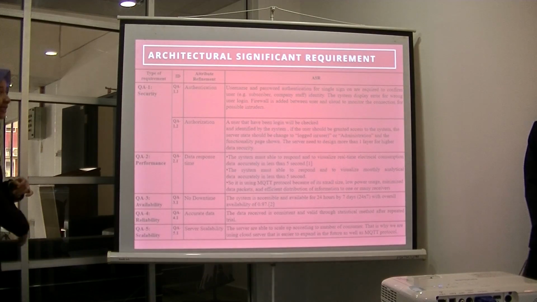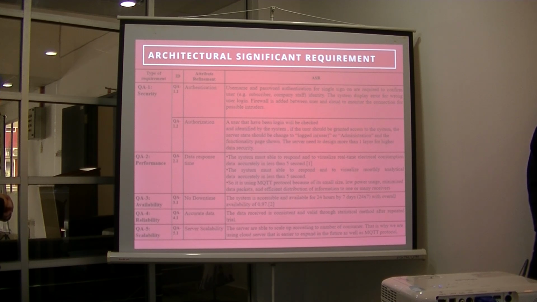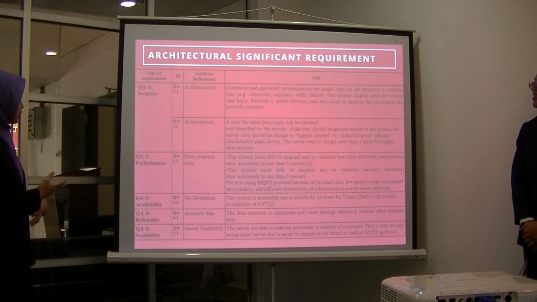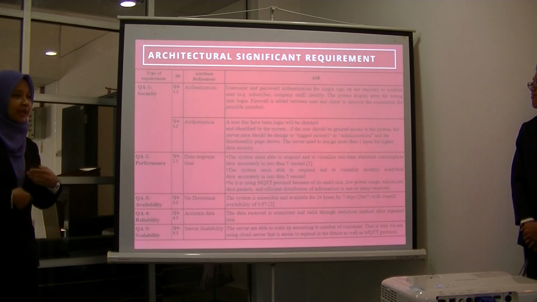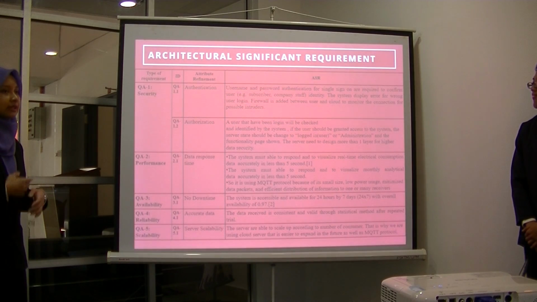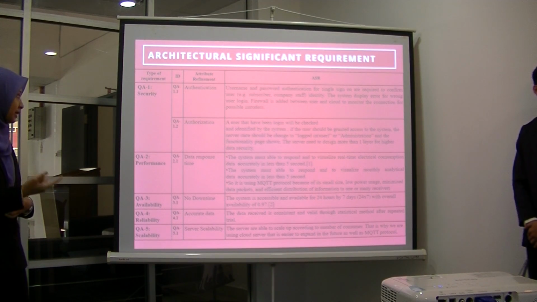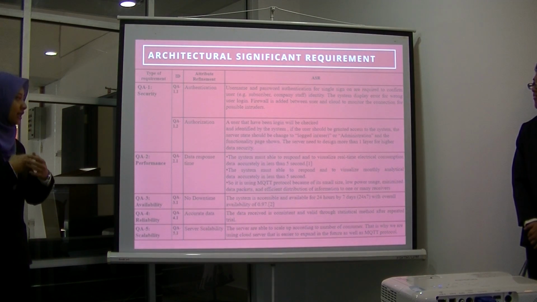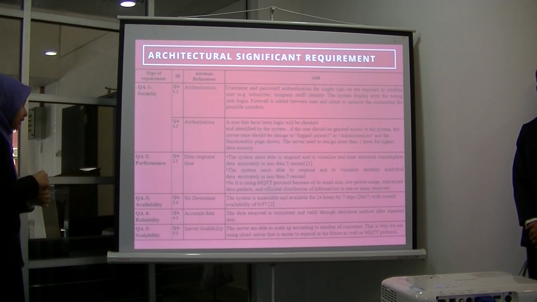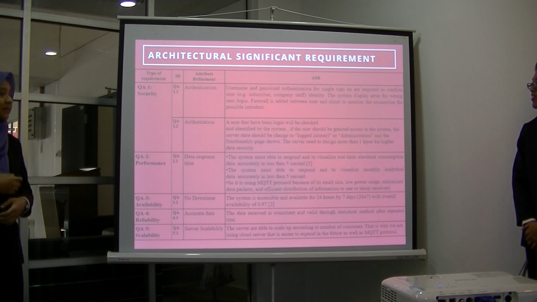For the architecturally significant requirements, we come up with 5 QAs, which are security, performance, availability, reliability, and scalability. For security, we have authentication and authorization. Authentication means that when the user enters the username and password, they will be prompted whether they want to use single sign-on or enter manually. If they want to enter the system, they have to enter username and password. And authorization, for the user that has logged in, checks whether access is granted, and the server state will change to login as a user or administrator.